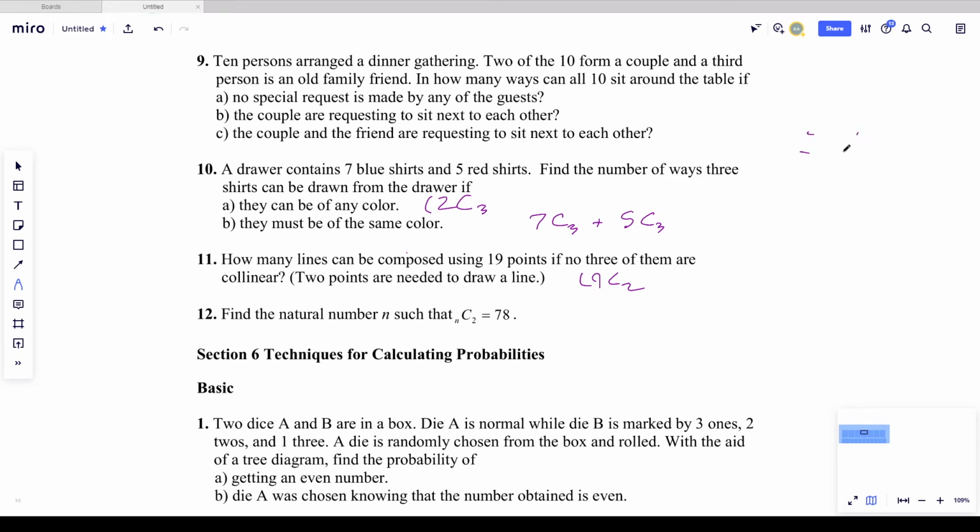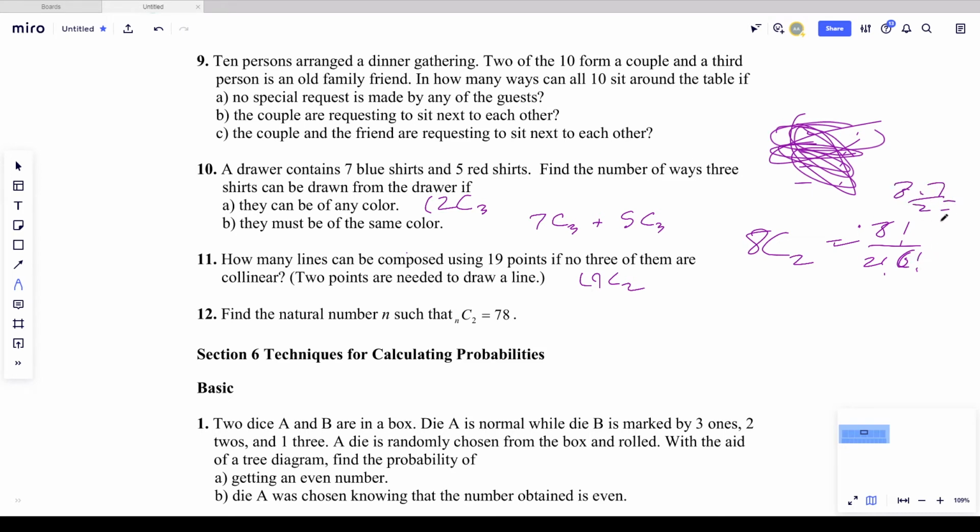If you have 1, 2, 3, 4, 5, 6, okay, I'm not gonna do all of them. Let's say you have 8 points. How many lines can you make out of this, ignoring whether they're collinear or not? Basically, you can make 8C2, which, if you're intrigued what that number could be, it's 8 times 7 over 2, which equals 28. 28 lines can be made from those.